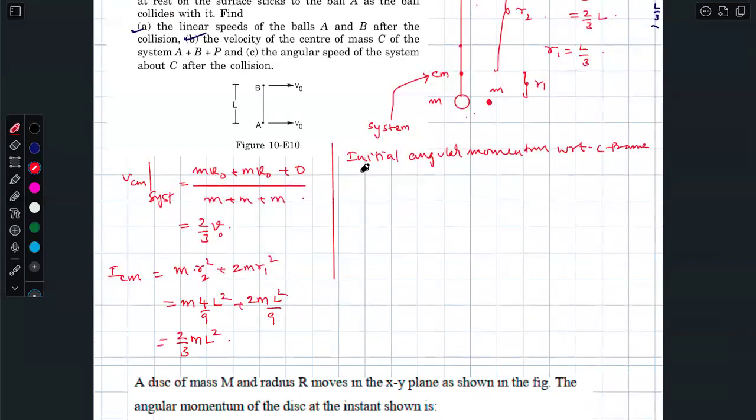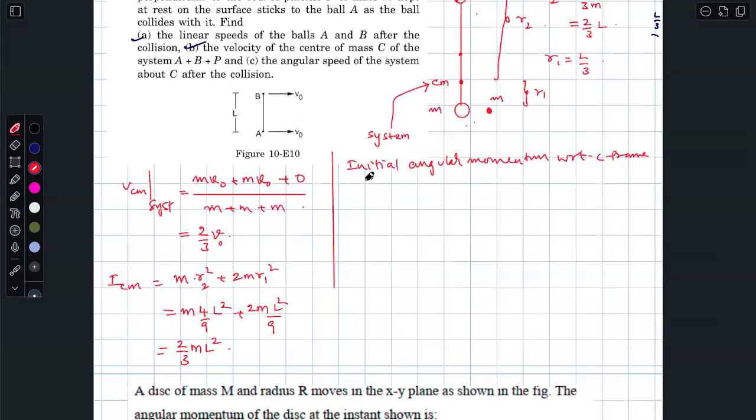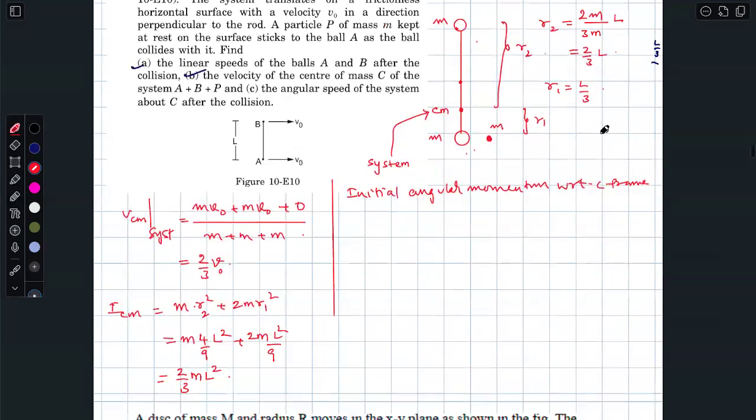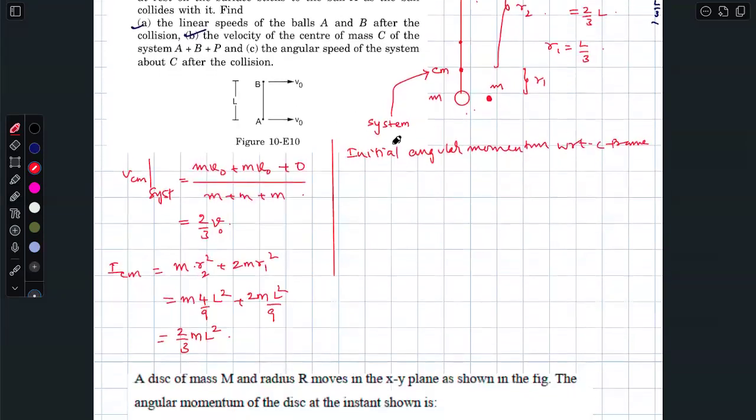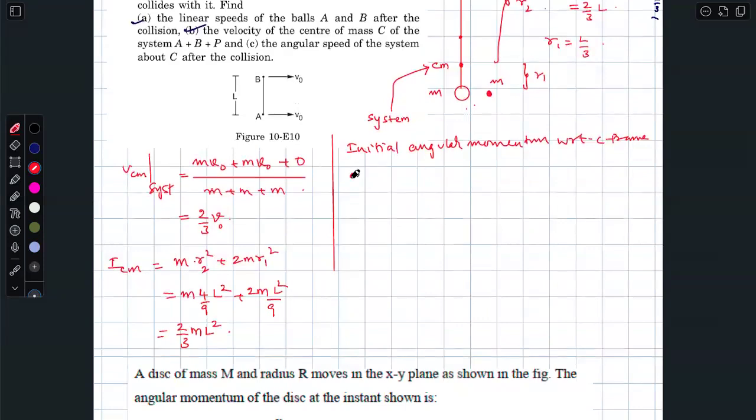Initial angular momentum of the system with respect to center of mass. So I am writing for the first particle. Actually, the first particle will have a velocity 2v naught by 3. Because, see, what is the velocity of center of mass? 2 by 3 v naught. So therefore, in the C frame point of view, this one will have a velocity v naught by 3, this one will have a velocity v naught by 3, and the point mass will have a velocity 2v naught by 3. Agreed, boys?